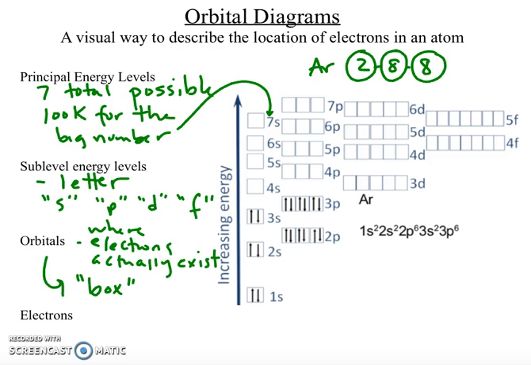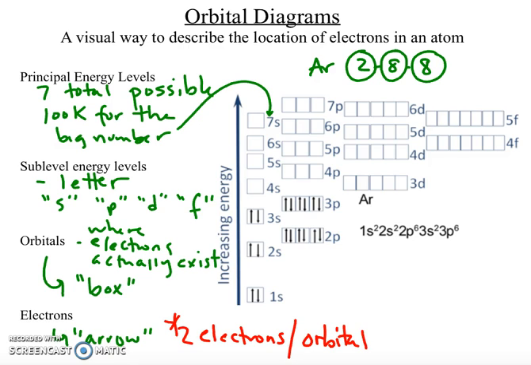Electrons in this diagram are represented by arrows. Okay? So every arrow you see represents a single electron. Now you might be noticing that in any given box, in any given orbital, you can only have 2 electrons per box or per orbital.